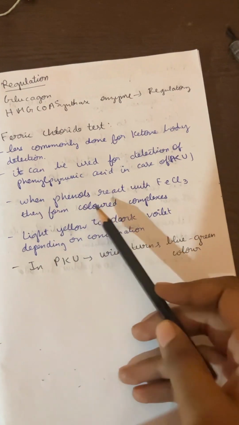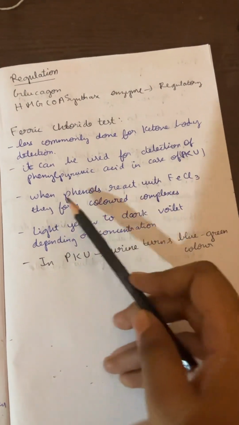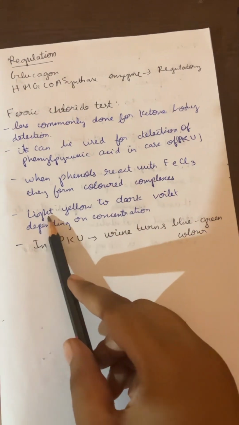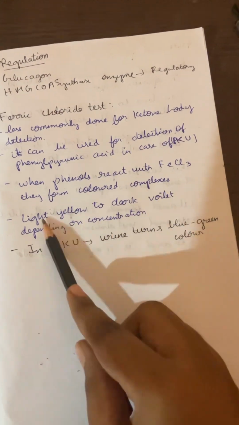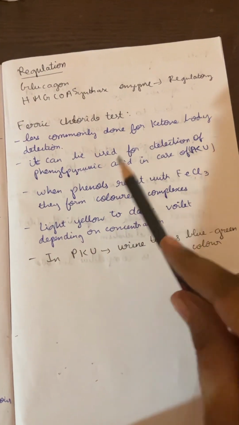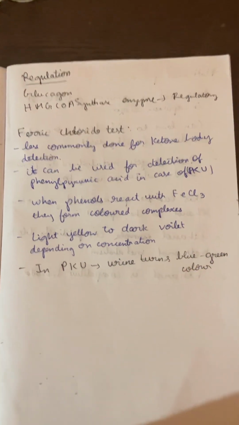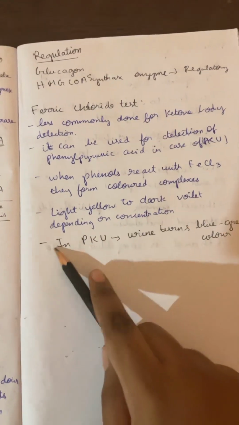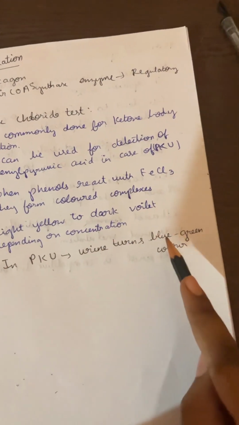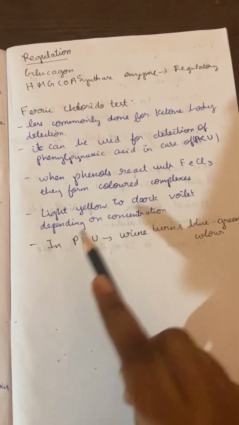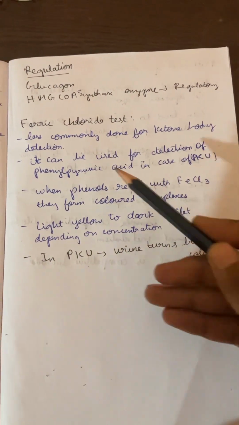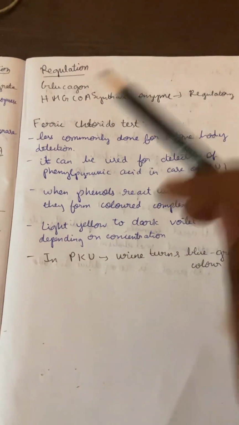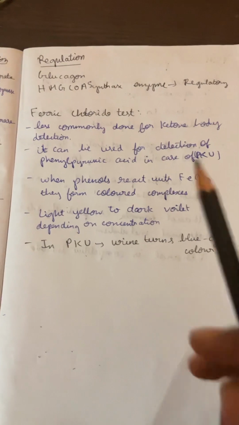When phenols react with ferric chloride, they form colored complexes. Okay, many colors are there, from light yellow to dark violet, depending on the concentration of these phenols. So for ketone bodies, not so much, but still in phenylketonuria, urine turns blue-green color because it reacts with the ferric chloride, phenols, the serum, yeah, all that. Ferric chloride test is there. Main thing is Rothera's test. We have to read that also.